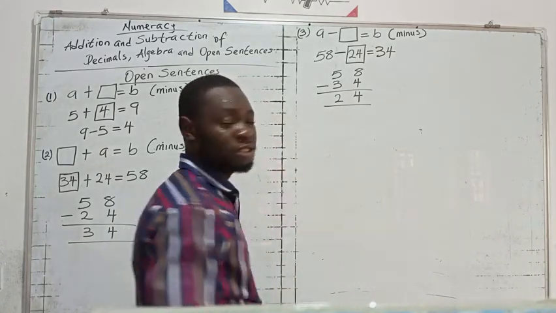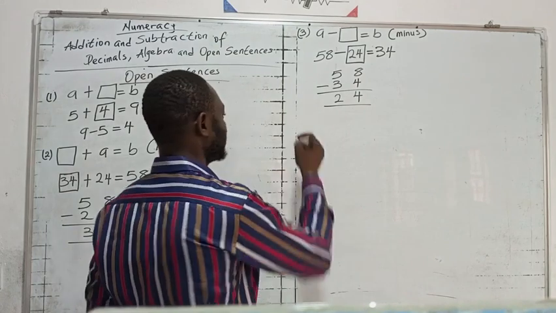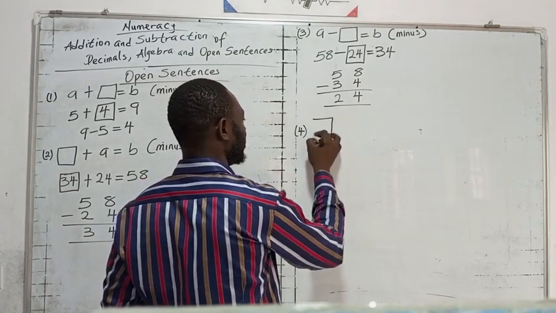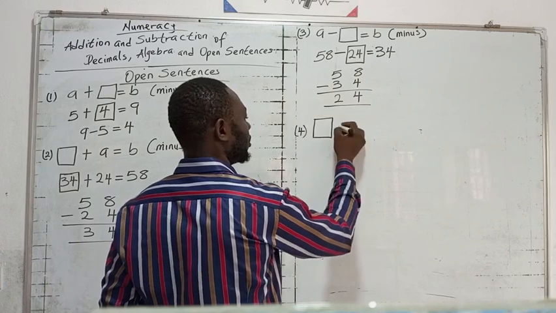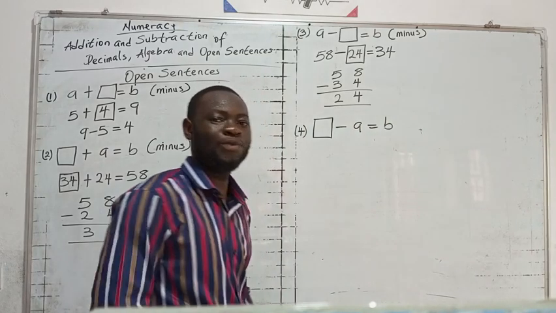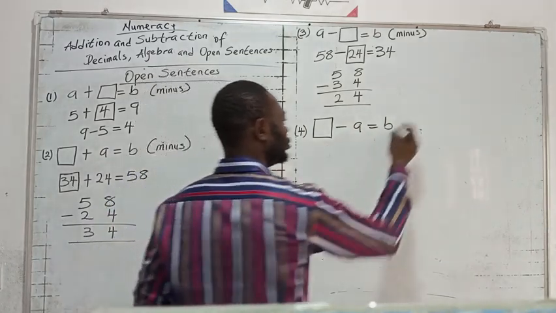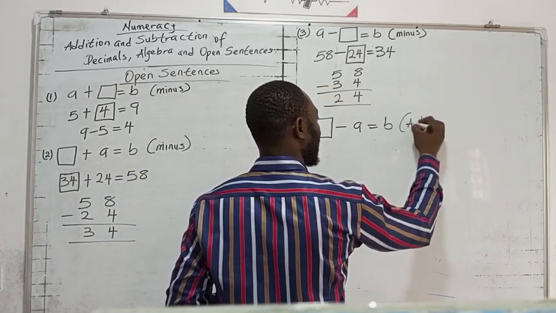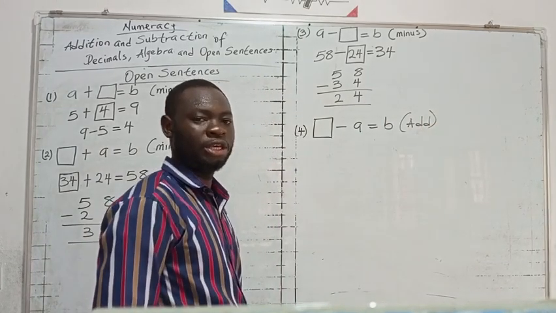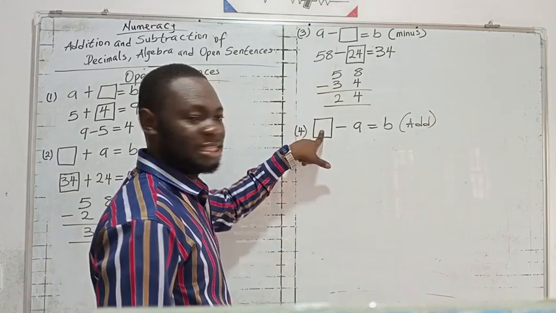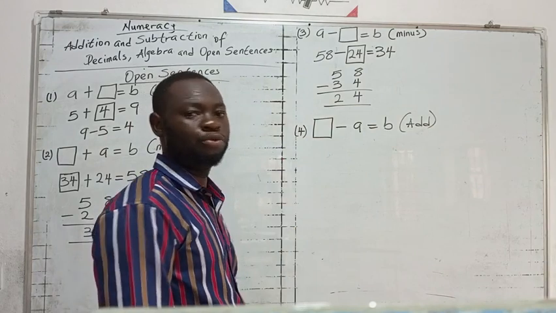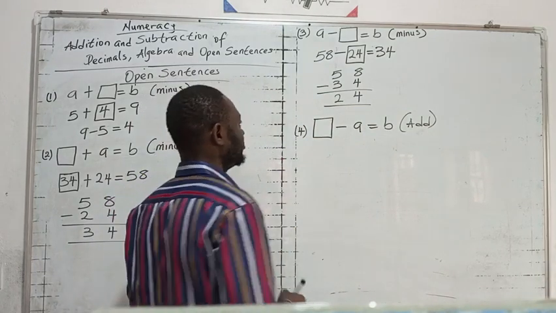Now, another way open sentence problem can come is like this. Number 4. When the box comes here, minus A equal to B. Now, when it's arranged like this, we add. When the missing number is here, minus is here, and A and B are here, you add.